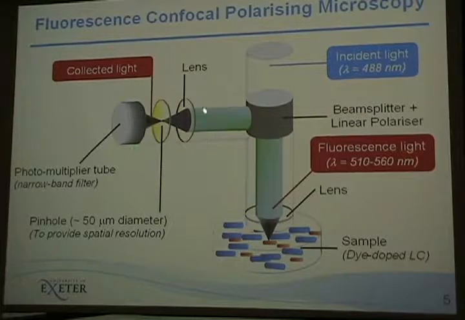The purpose of the pinhole here is to actually provide us the spatial resolution, so it's the lens and the pinholes are arranged in such a way that only the light emitted from this voxel is actually able to pass through the pinhole and is detected.